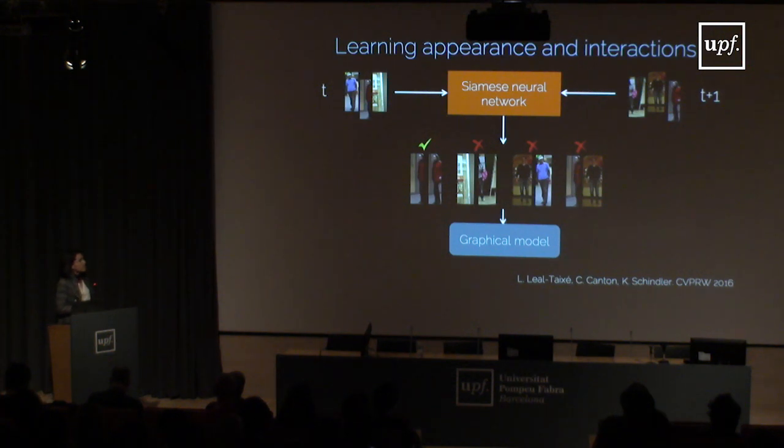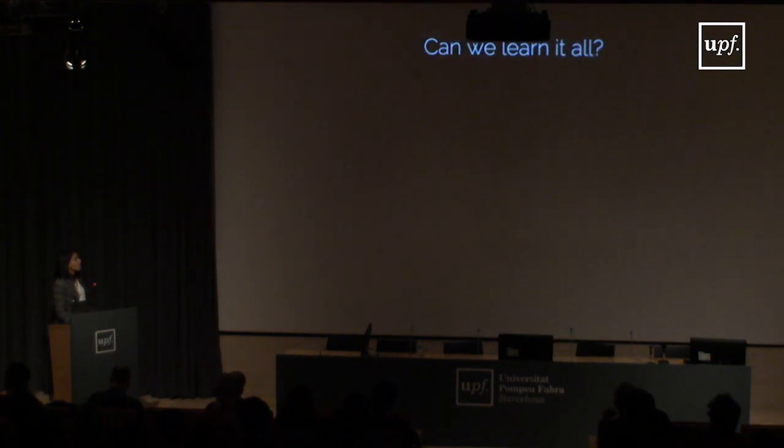The problem here is that the graphical model is still the one that gives you the trajectories. So the actual optimization still happens at the level of the graphical model, and there is no feedback between the graphical model and the Siamese neural network. So the question that we wanted to answer for a recent submission was, can we solve the full tracking pipeline in a full end-to-end learned fashion? Can we learn both detection and tracking in one single step?